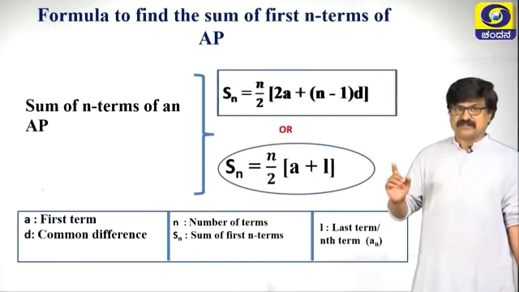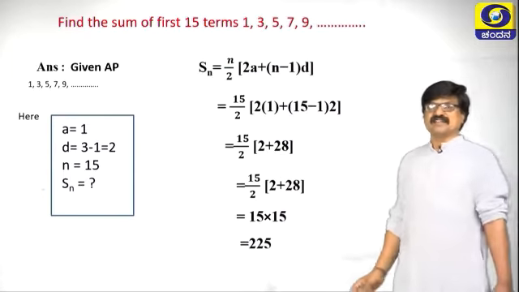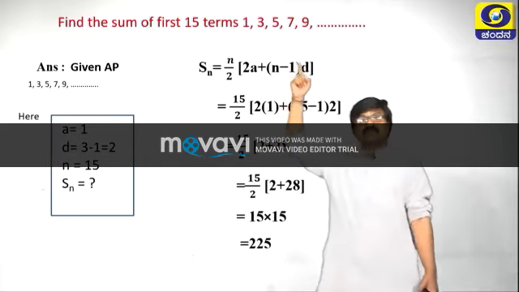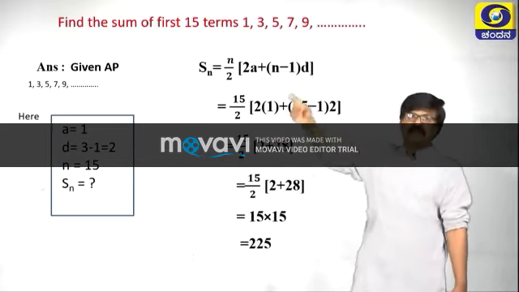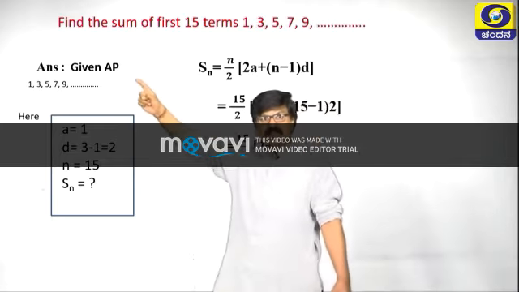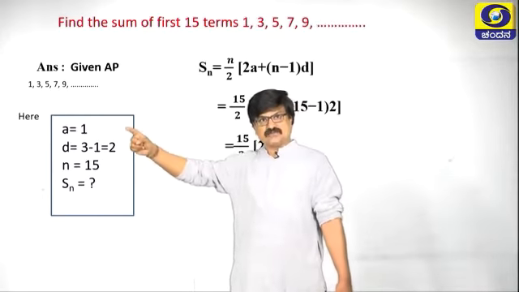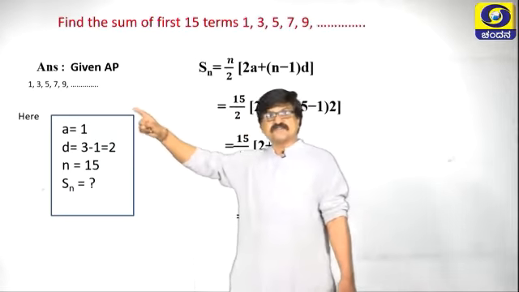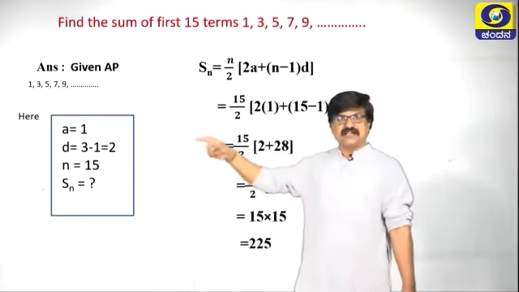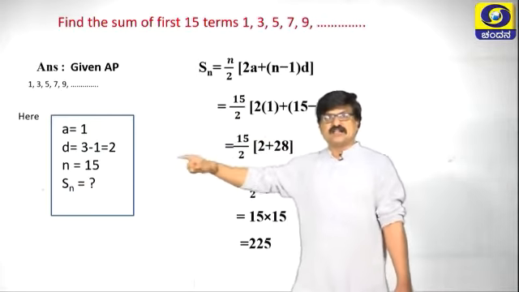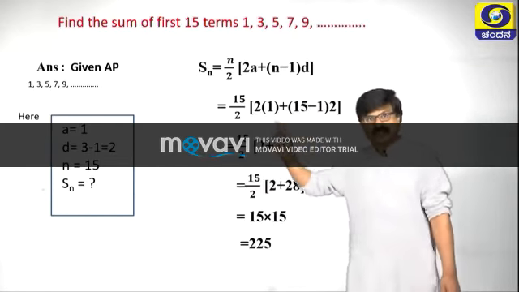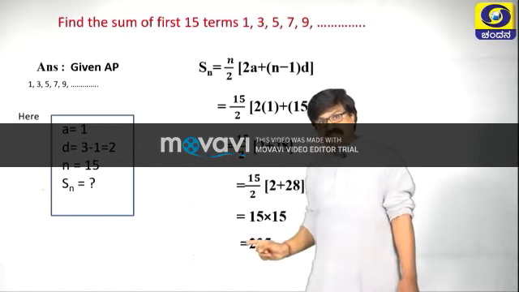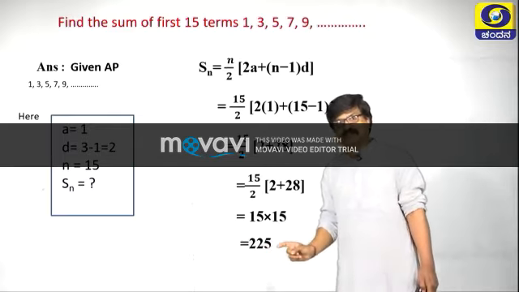The next one is, let us take one problem based on the Sn formula. Find the sum of first 15 terms of this AP. So, the given AP I have written here, let us make a list: what is the a value, d value, n value, Sn. Write the formula, substitute the a value as 1 here, n value as 15, d as 2, simplify properly, and the sum of 15 terms becomes 225.